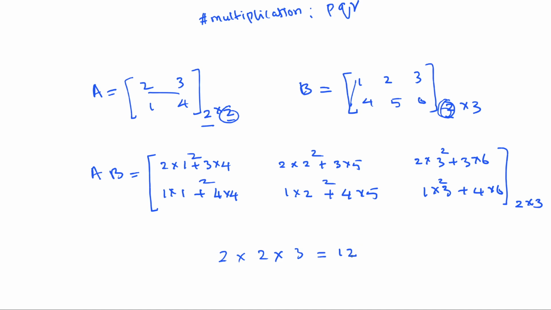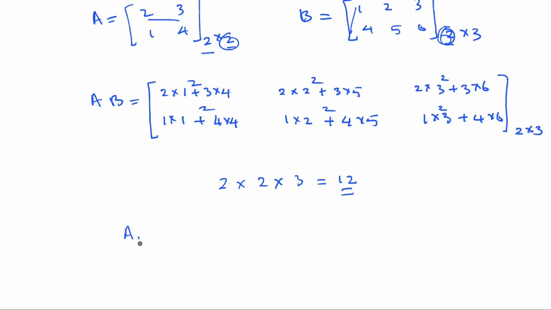So in total we will have 12 multiplications. If the dimension of the first matrix is P by Q and the dimension of the second matrix is Q by R, then the total number of multiplications required will be PQR. This is an important point that we have to keep in mind while we discuss this example of dynamic programming.